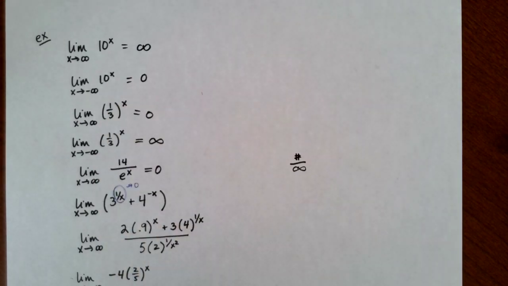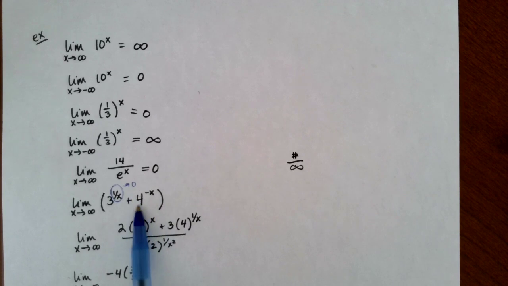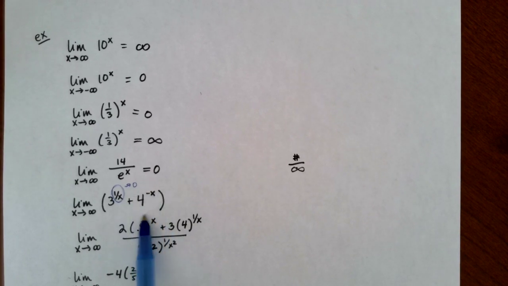So that limit, that 3 to the 1 over x part is going to go to 3 to the 0. Okay. And then over here, again, we have two different options. They both come to the same conclusion. You can kind of decide between the two.